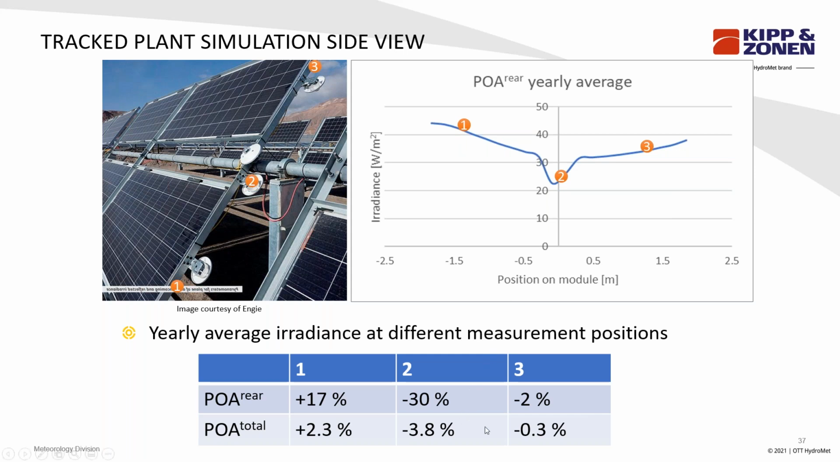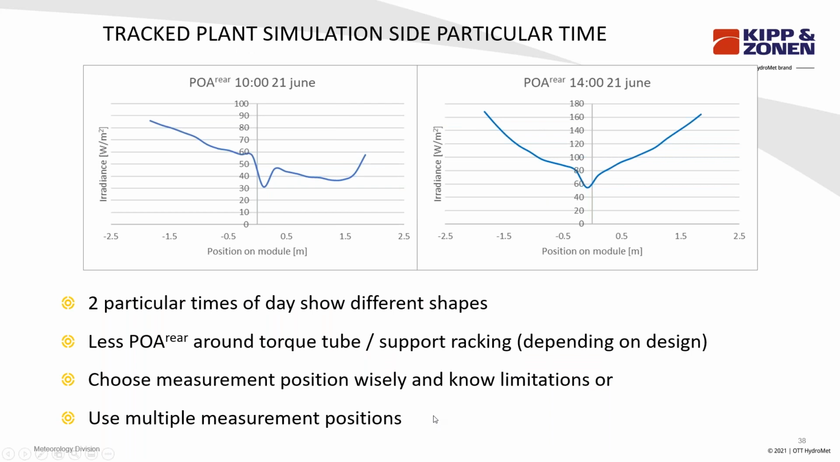And if you look at the impact on the performance ratio calculation, so more on the plane of array total, then we see that the effects are not as big as for the simulations on the fixed plant. Now, we've also looked at particular times, so not only a yearly average, but particular times of the year. In this case, in the summer, 21st of June at 10 in the morning and at 2 in the afternoon. And then we see the shape of the irradiance along the module.